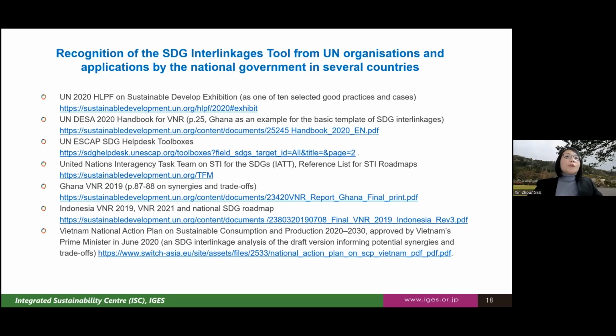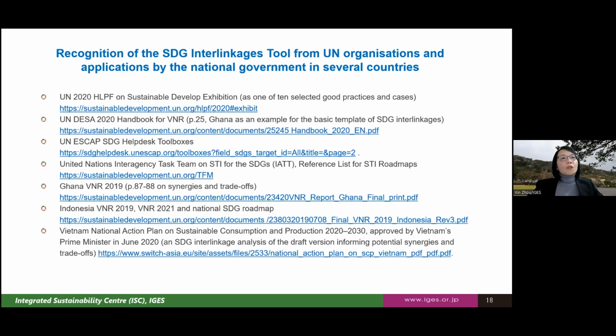For example, the tool was selected as one of 10 good practices and cases for the exhibition at the UN 2020 High-Level Political Forum on SDGs. Also, our tool, as used by Ghana in their Voluntary National Review, was included as an example in the UN DESA 2020 handbook for VNRs. Our tool is also included in the UN ESCAP SDG Help Desk toolboxes and in the United Nations Interagency Task Team on Science, Technology, and Innovation for the SDGs.